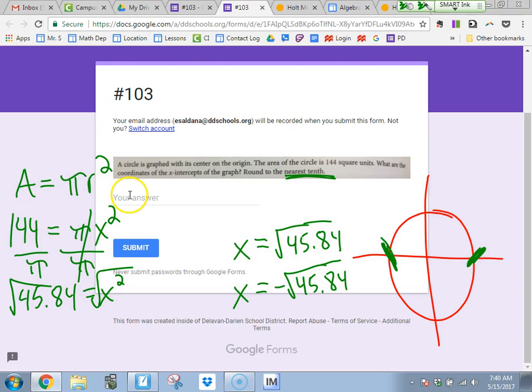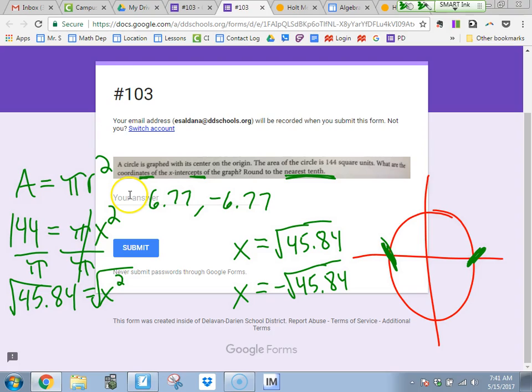It says what are the coordinates of the x-intercepts, right? That's implying that there's plural, there's more than one. So 6.77 and negative 6.77. I don't believe they actually want you to put down the coordinate, like 6.77 comma 0 and negative 6.77 comma 0. I'm pretty sure that this is what they're looking for. Two different answers, one positive, one negative in this case.